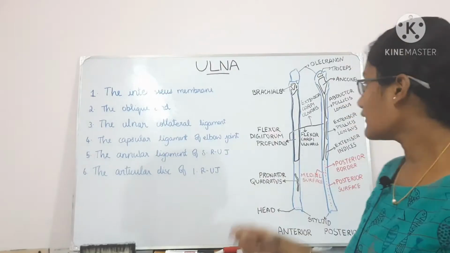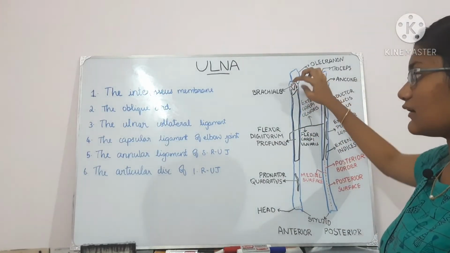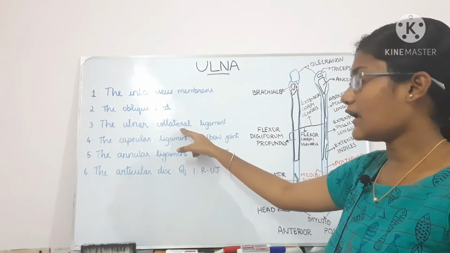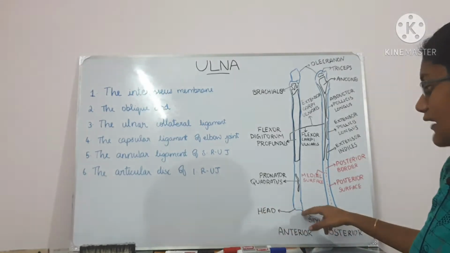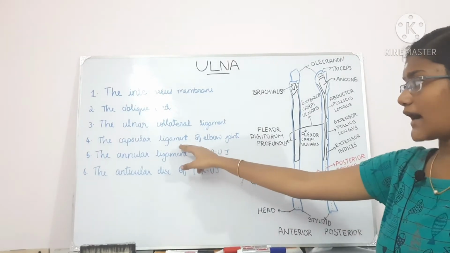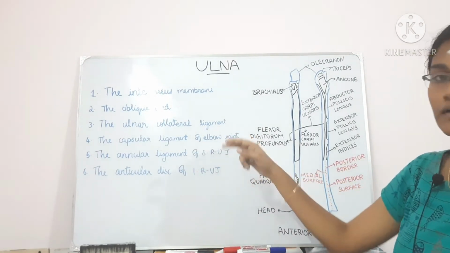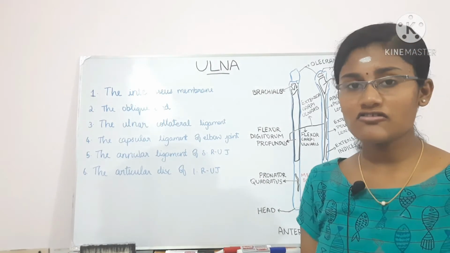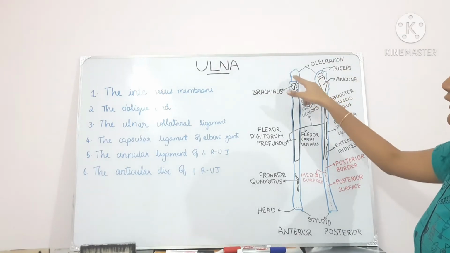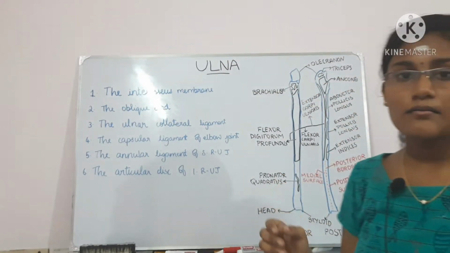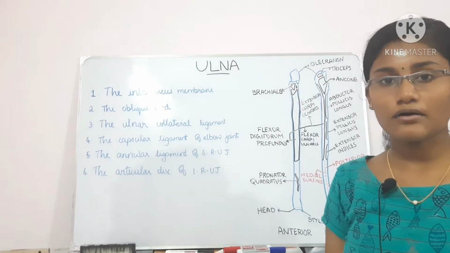Then the oblique cord, it is present on the lateral margin of the ulnar tuberosity. And then the ulnar collateral ligament is a supportive ligament which is attached to the styloid process. The capsular ligament of the elbow joint is attached to the borders or the margins of the trochlear notch, that is over here. And the trochlear notch at its margins presents the olecranon process and the coronoid process.